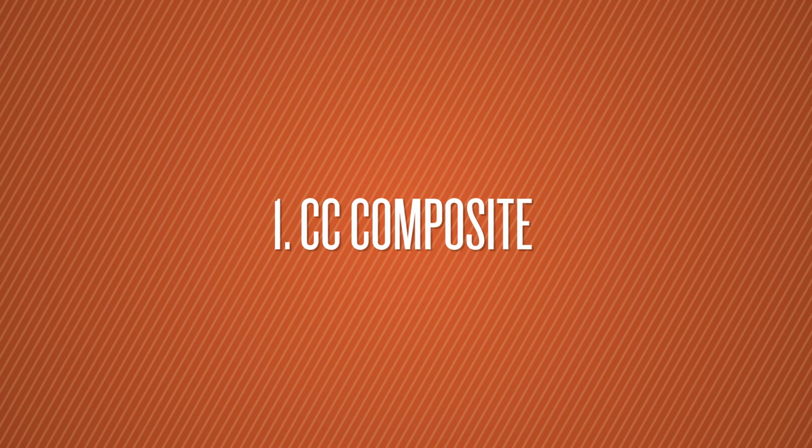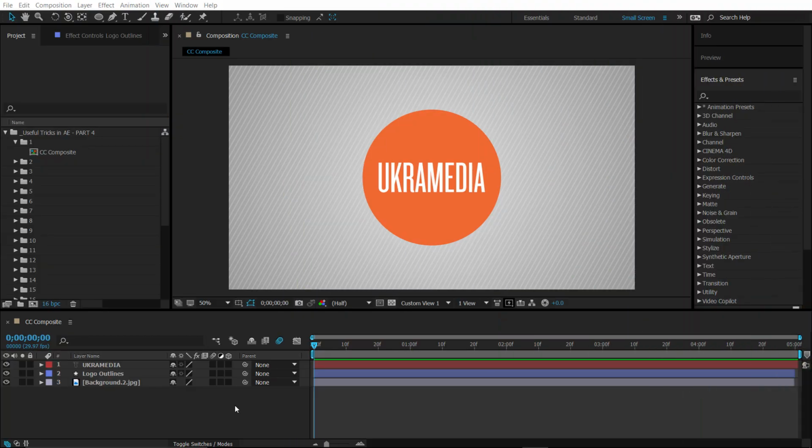Number 1 is CC Composite. And this one is incredible. So let me show you what you can do with it. Also, keep in mind that I'm only scratching the surface here. For this example, I have a text and a shape layer and a JPEG, just a background. This shape layer is just a circle. So how do I combine these two on one layer? Let me show you.